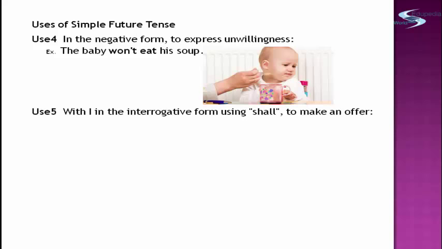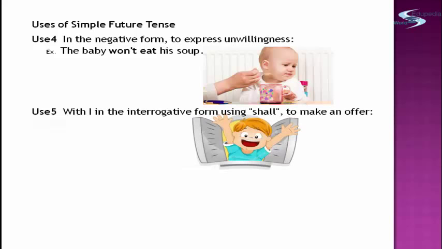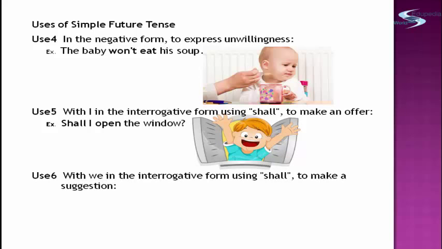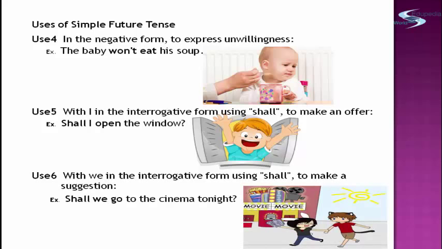Use 5. It is used with I in the interrogative form using shall to make an offer. Shall I open the window? Usage 6. It is used with we in the interrogative form using shall to make a suggestion. Shall we go to the cinema tonight?